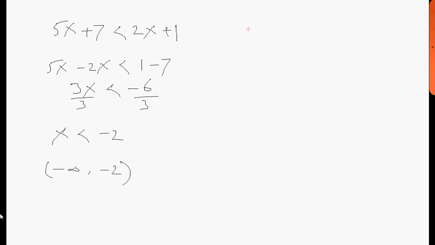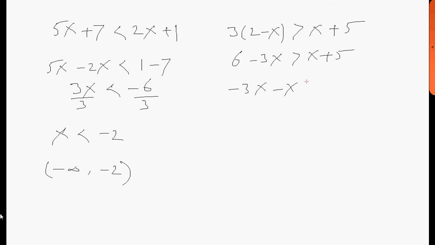Another example: 3 times 2 minus x is greater than x plus 5. I distribute the 3, I get 6 minus 3x is greater than x plus 5. Moving x to the left, I get minus 3x minus x is greater than 5 minus 6.